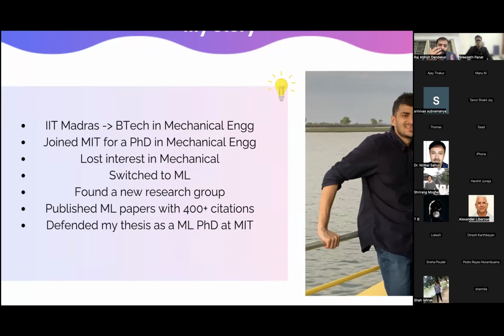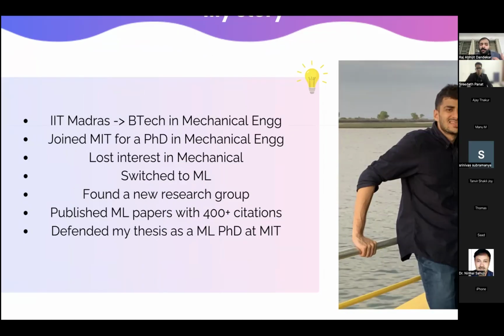So that's the reason we are conducting this webinar to pass on these learnings to you. At whatever stage of your career you are in, whether you are a student in some different domain wanting to transition to ML, or whether you are a person working in industry wanting to transition to ML, this webinar will be relevant.